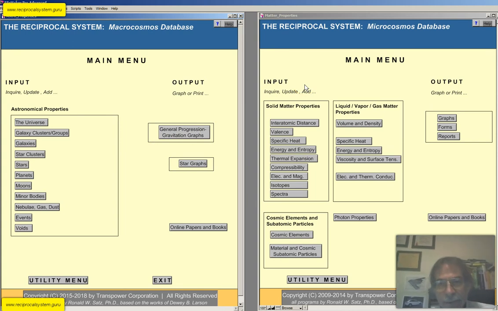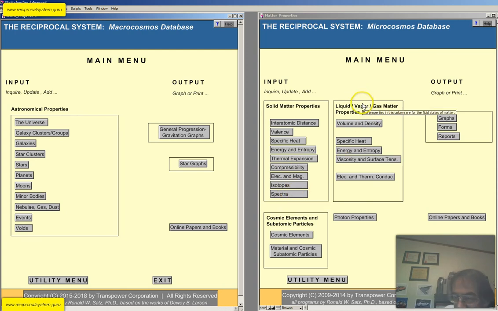Now, the Reciprocal System Macrocosmos database has all the properties for matter, including solid matter properties and atomic distance, valence, specific heat, energy and entropy, thermal expansion, compressibility, electrical and magnetic properties, isotopes, and spectra. It also has all the properties for liquid, vapor, and gas matter: volume and density, specific heat, energy and entropy, viscosity and surface temperature, and electrical and thermal conductivity. And of course, this module also contains properties for photons, cosmic elements, and subatomic particles. Cosmic elements appear to us as what we call mesons because they have a mass in between that of a charged electron and a proton in general, usually. It could be as high as deuterium, cosmic deuterium, for example. But most of the mesons have less mass than a proton. And this also has a nice graphing package as well.